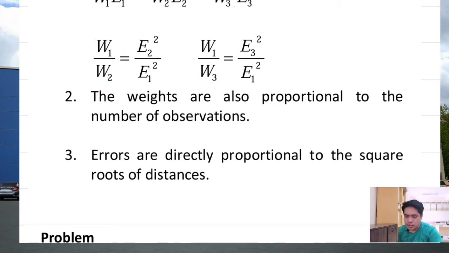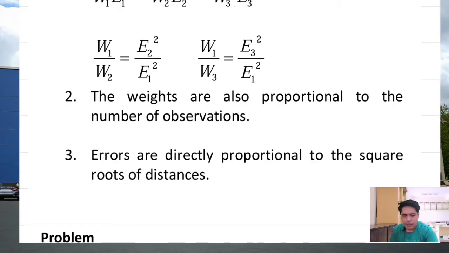Number 2, the weights are also proportional to the number of observations. So, the weight of a certain measurement is proportional to the number of observations. Because when we say weight, that is the heaviness of the measurement, or the importance you give to a measurement.